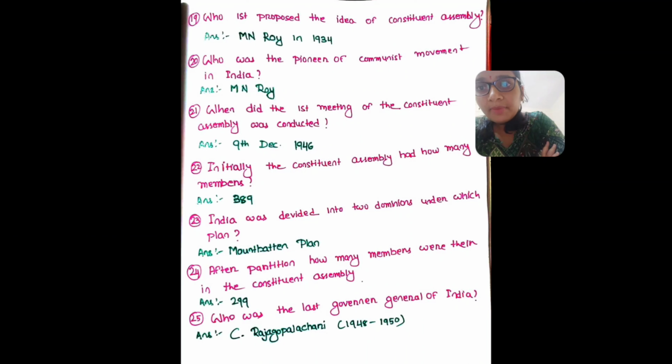Then after partition, how many members were there in the Constituent Assembly? Only 299 members left instead of 389 members. And who was the last Governor General of India? He was C. Rajagopalachari, and he was the last Governor General of India from 1948 to 50. And he was also the first Indian Governor General of India.